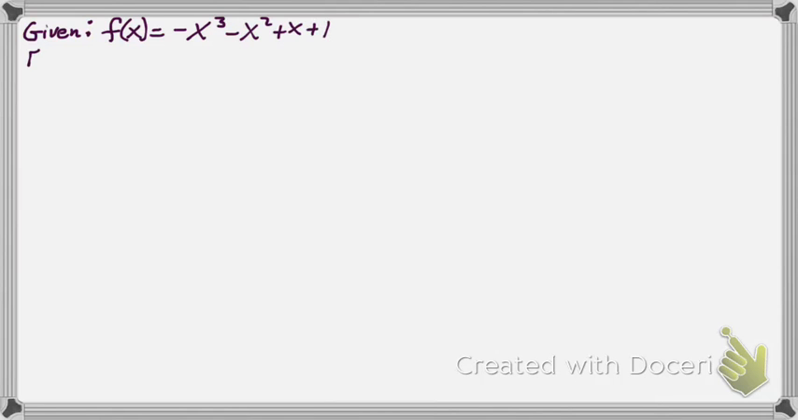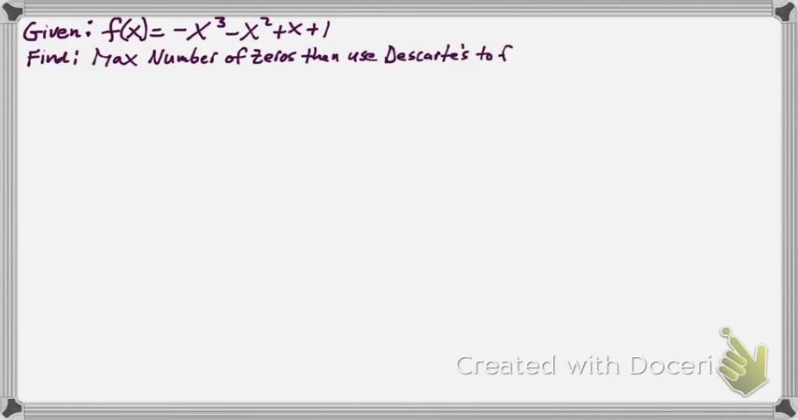Okay, the next type of problem that you're going to be working on is something along this line. Again, you're given a polynomial. And then along with the polynomial, it says, I want you to find the max number of zeros. And this is extremely easy. The max number of zeros is just the degree of the equation. And then after that, it asks us to use Descartes and estimate how many of the zeros will be positive, how many of those zeros will be negative.